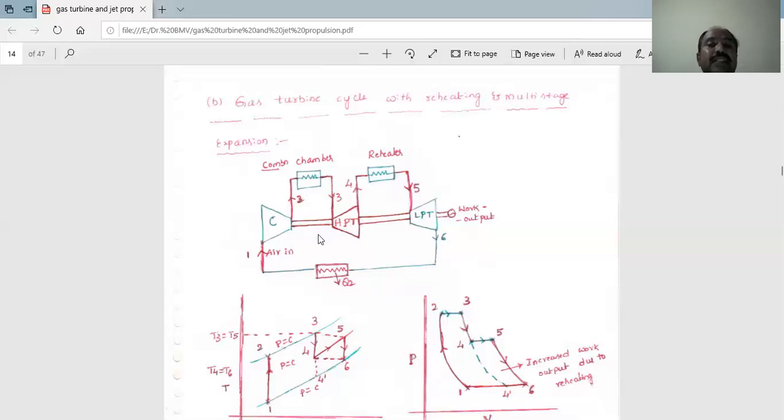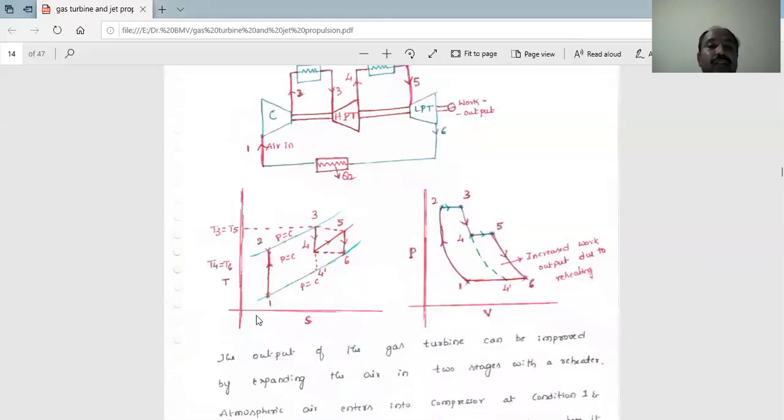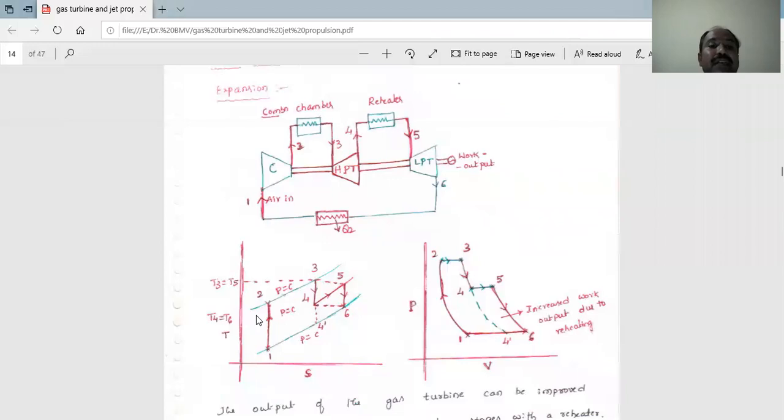In the reheating gas turbine, you should remember it consists of two turbines, a high pressure turbine and a low pressure turbine. I am telling this because we are solving a problem on these conditions, so this is very, very important. While drawing the block diagram and the PV and TS diagrams, you should remember it. Then I'll write down how to draw the PV and TS diagrams.